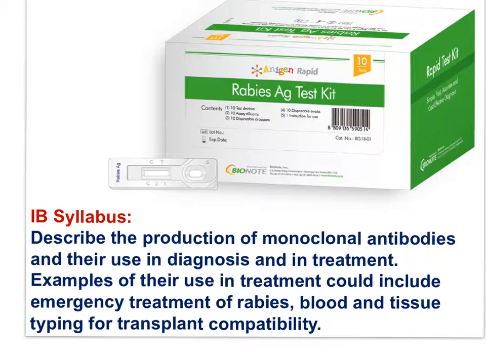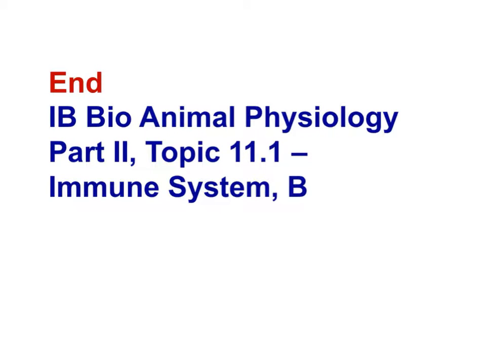Monoclonal antibodies could be used in the treatment of rabies. The antibodies would bind to the rabies virus, immobilizing it. And that brings us to the end of IB Bio, Topic 11, Animal Physiology, Part 2, Immune System B.